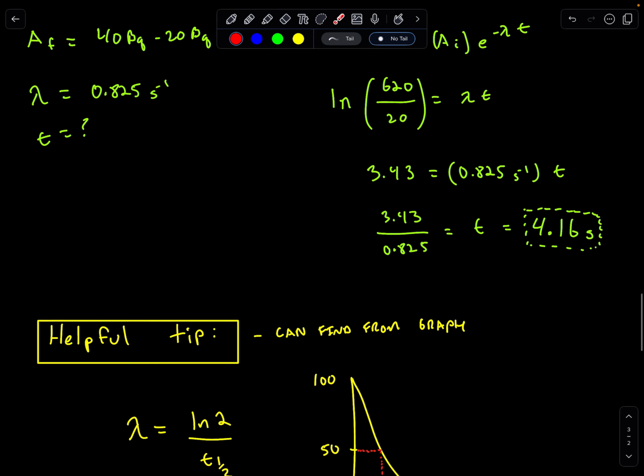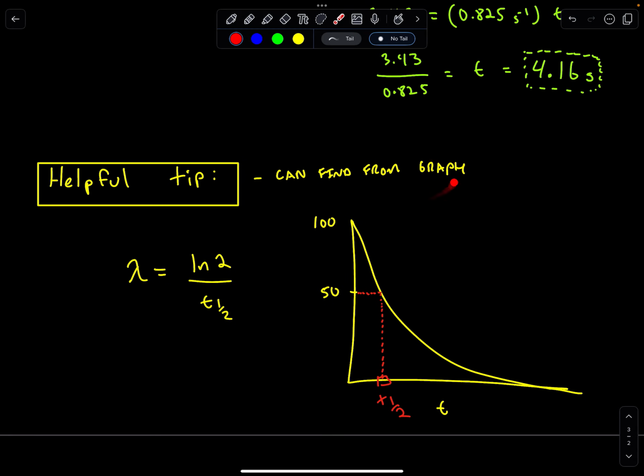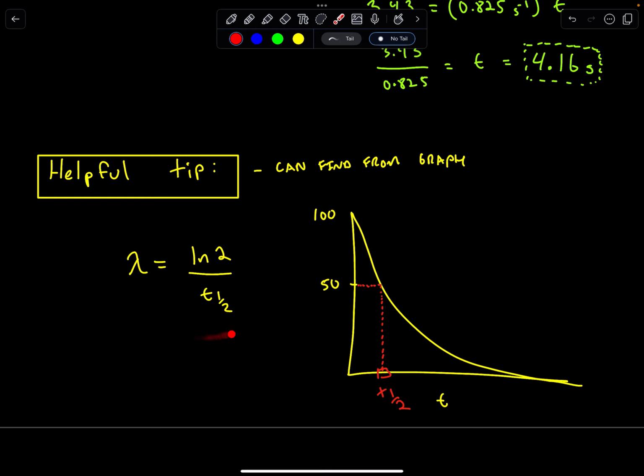To finish, a very helpful tip when you are working with radioactive half-lives is this formula here. I can calculate the decay constant by taking ln2 divided by t1/2. Sometimes they show you a graph in the exam, and then you have to use data from the graph. If I can determine the half-life from the graph, I can plug that number in here to calculate the decay constant and use it in subsequent calculations. That's it. Good luck with your practice problems.